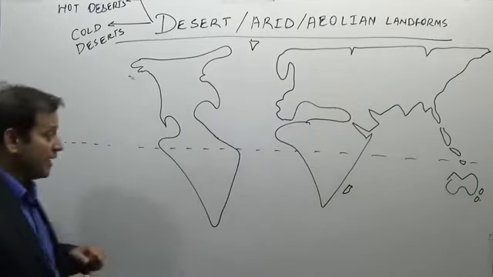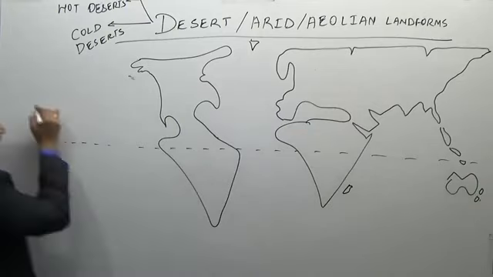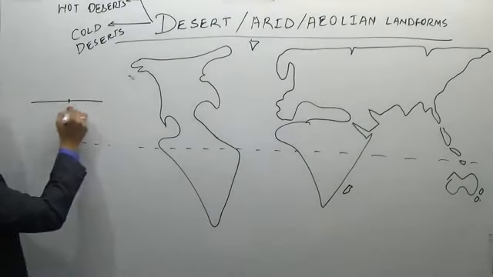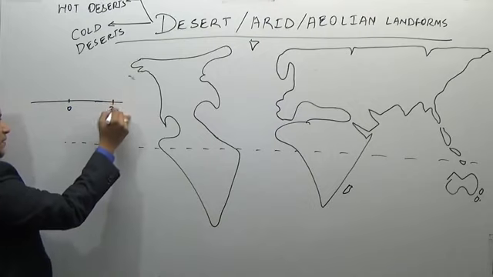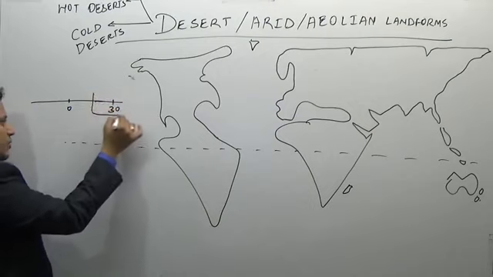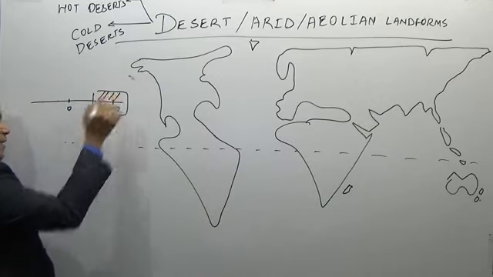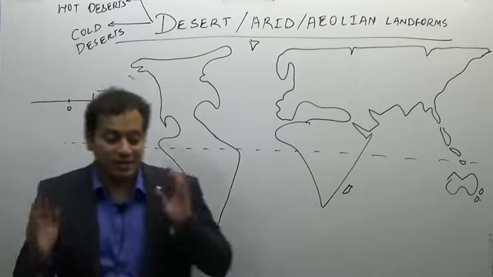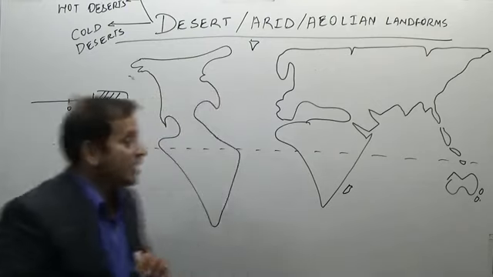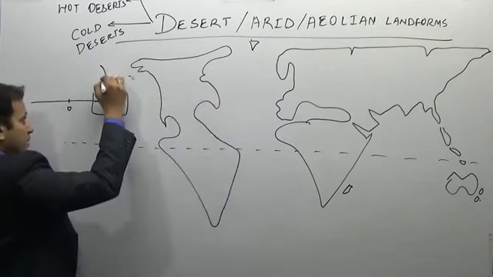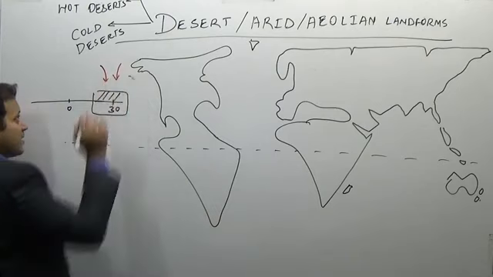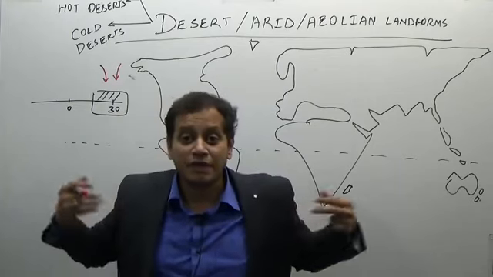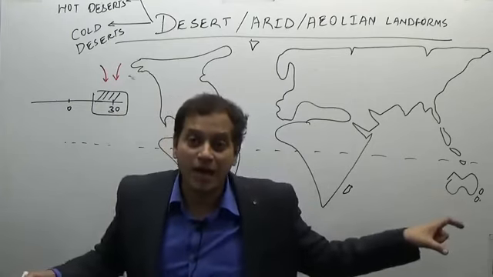That is, if we draw a diagram here, considering 0 degrees, 30, 35 degrees, most of the deserts are located in this belt, in the 15 to 30 degree latitude. Now, because we have not done climatology yet, I will give you an idea. This is the area of the high pressure belt. That is, here the air is coming down. Because the air is coming down on the person, we are feeling higher pressure. So, they are known as a high pressure belt.